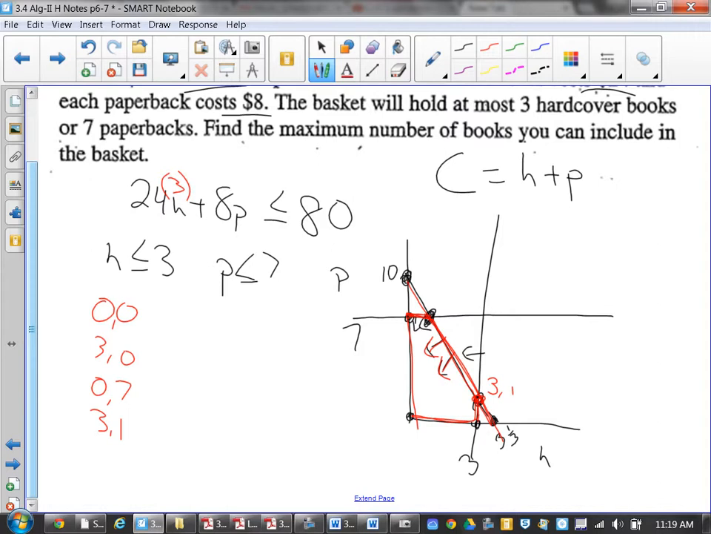And then the other one is if you have a something, comma 7. Well, if you have $56 spent on that, you only have $24 left to spend on the other one, so you have 1 there. Of those ordered pairs, which of them gives you the most books? 1-7. Correct.